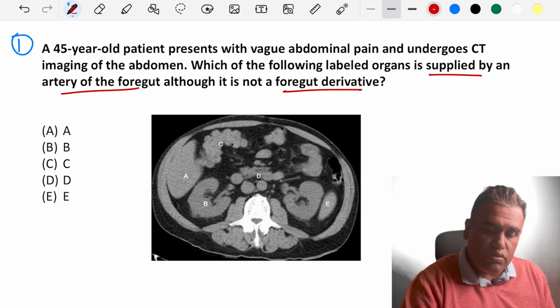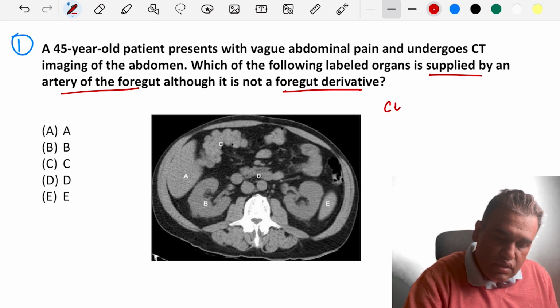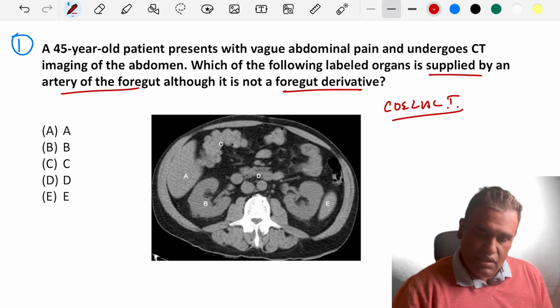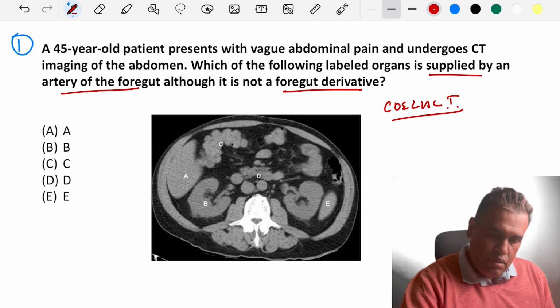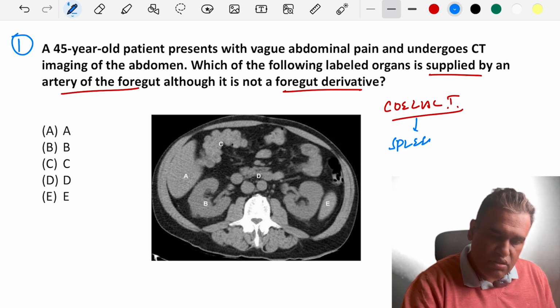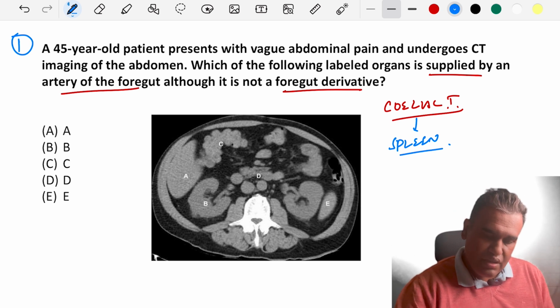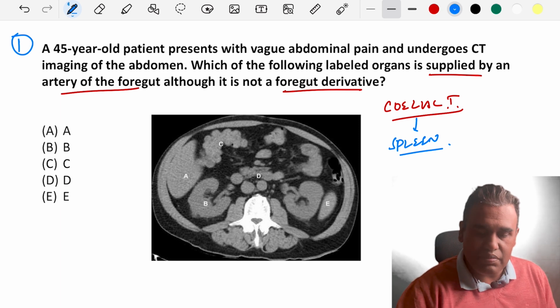Which is the artery of the foregut? The artery of the foregut is the celiac trunk. The celiac trunk will supply an organ which is not a foregut derivative. The celiac trunk supplies the foregut, but it also supplies an organ known as the spleen, which is a lymphatic or lymphoid organ coming from mesoderm, not a foregut derivative. So we have to identify the spleen in this particular CT.